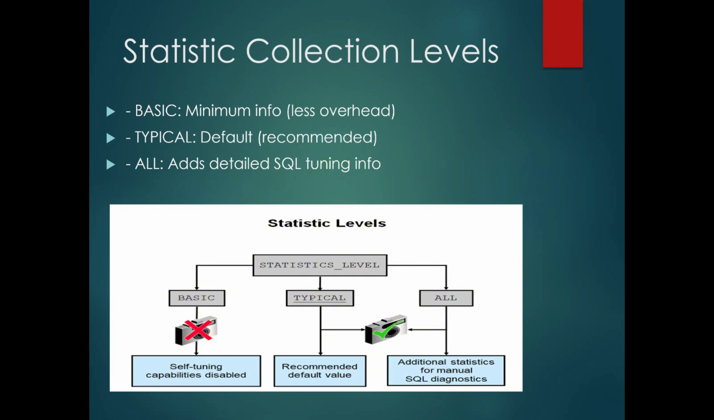If it is basic, the self-tuning capabilities are disabled actually. It will only give the minimum amount of information. If you are using typical, all the self-tuning is enabled, and it will have valid details. If you use all, that's also fine, but the problem is it will consume a bit more memory and a bit more space as well. So typical is the recommended one, and based on that you can use it in your environment.